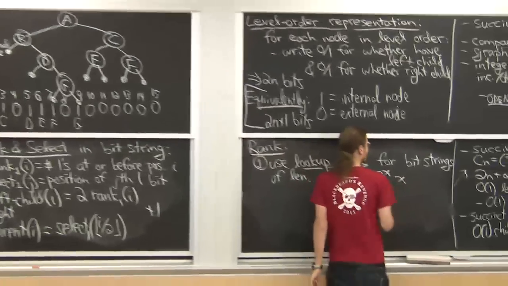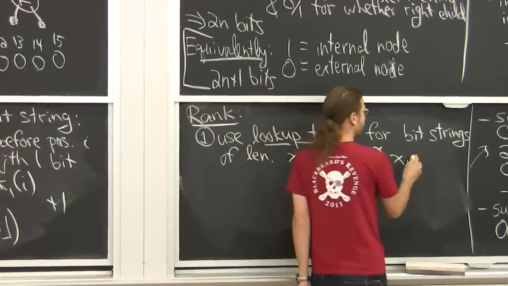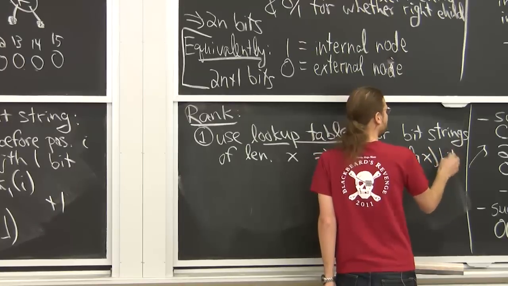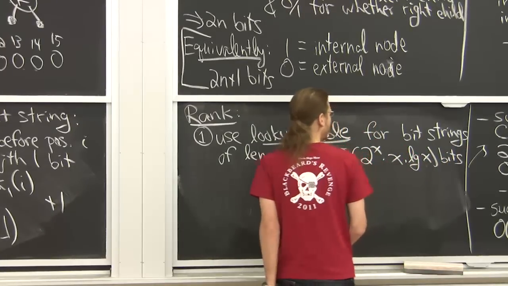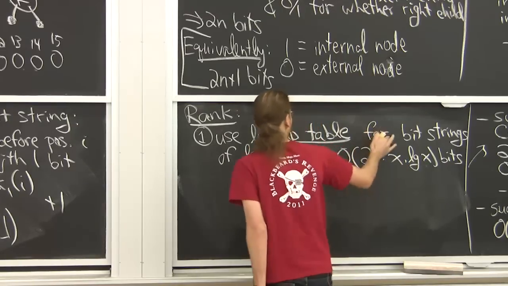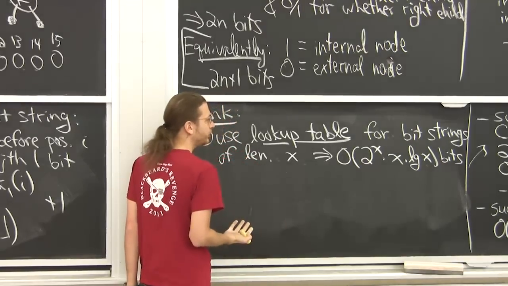You could query every bit. And then for each of them, I have to write down an answer. So this is going to be log x bits, because the answer is a value between 0 and x minus 1, so it takes log x bits to write it down. So this is how much space it's going to be to store the answer for all bit strings of length x. So what should I set x to?